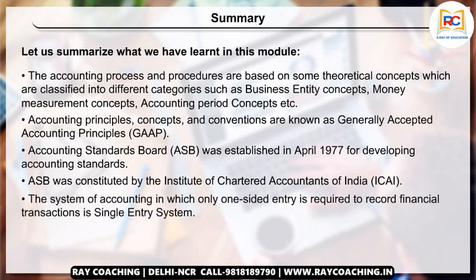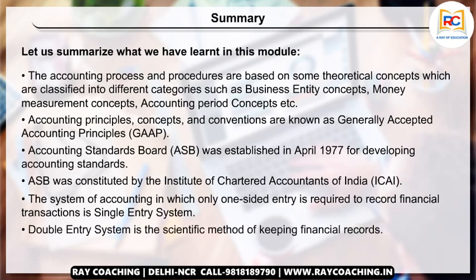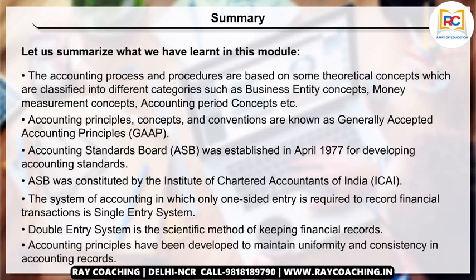The system of accounting in which only one-sided entry is required to record financial transactions is single entry system. Double entry system is the scientific method of keeping financial records. Accounting principles have been developed to maintain uniformity and consistency in accounting records.